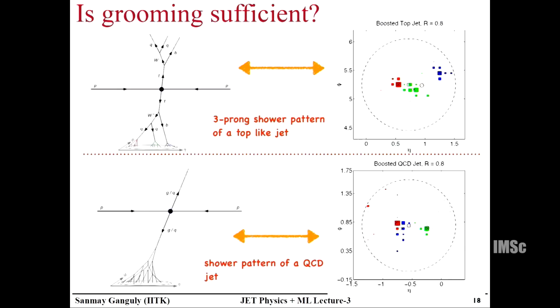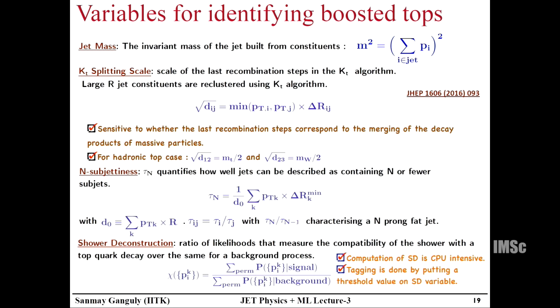Good. Okay, thank you. Now, what we want to show is that although we are talking big things about grooming, etc., for a lot of time, that's not sufficient. And this is just shown through another simulation, that the shower pattern of QCD itself can replicate a three-prong structure. In that case, a groomer will fail to identify a top jet versus QCD radiation, and in that case, you need to introduce energy scale dependent quantities.